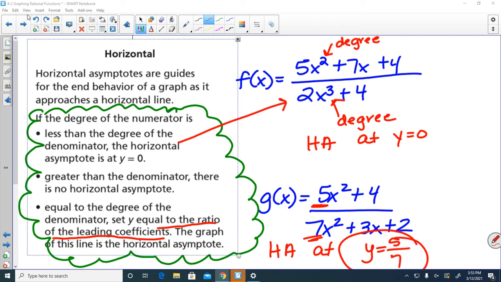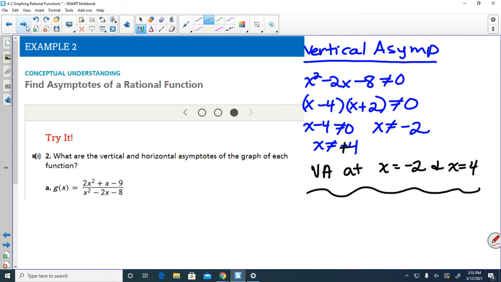So let's find horizontal asymptotes on parts A and B. So on part A, I look and see, okay, the degree of the top is 2, degree of the bottom is 2, the degrees are the same. So that tells me there's a horizontal asymptote at y equals the ratio of the leading coefficients, 2 over 1, which is 2. So vertical, horizontal asymptotes.